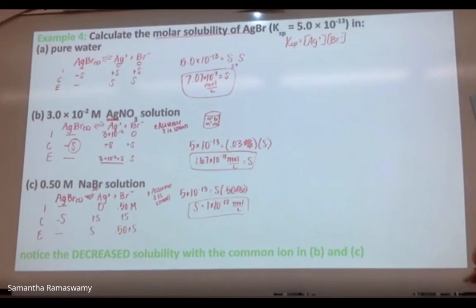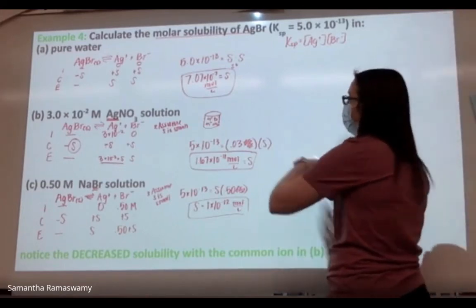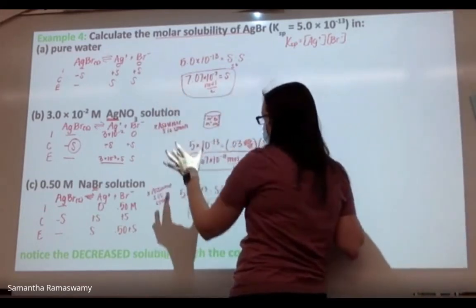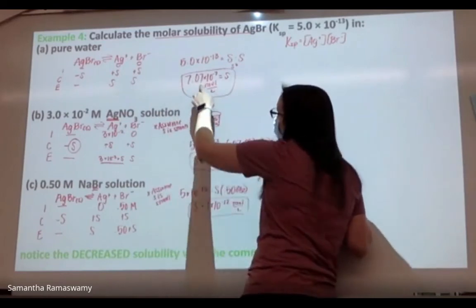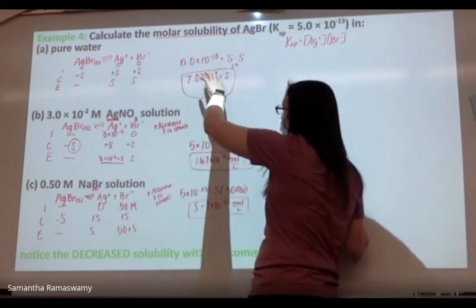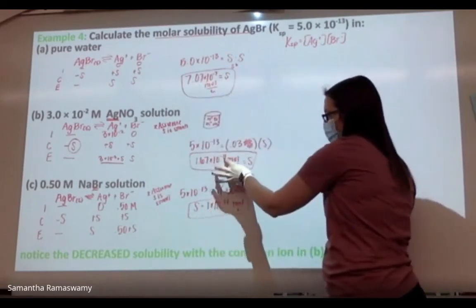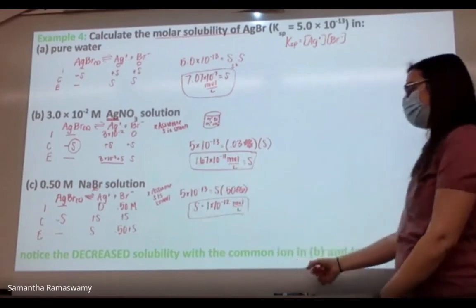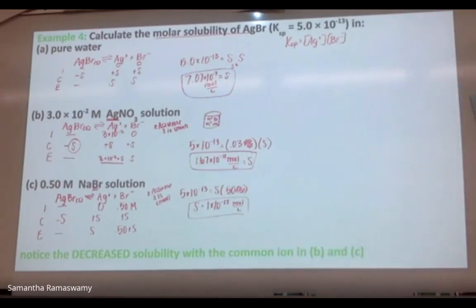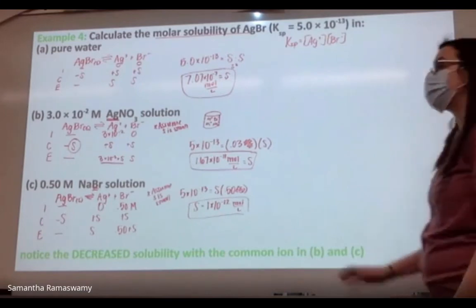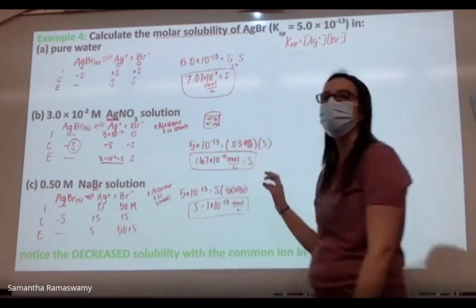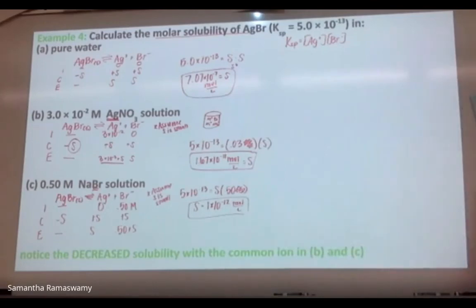So if you notice here, pure water was just the solid at equilibrium. Solubility was times 10 to the negative 7 on its own. As we add a common ion, negative 11, negative 12, solubility decreases as you add a common ion. This is actually what video 8.6 is on. What affects solubility? Common ion is one of them. Questions on example 4 before we do the last one.